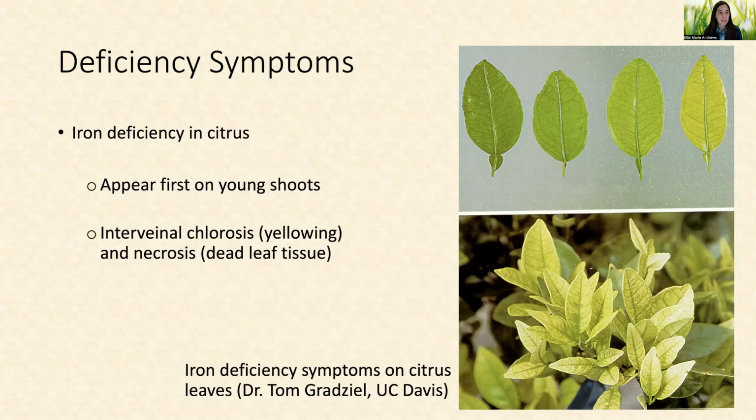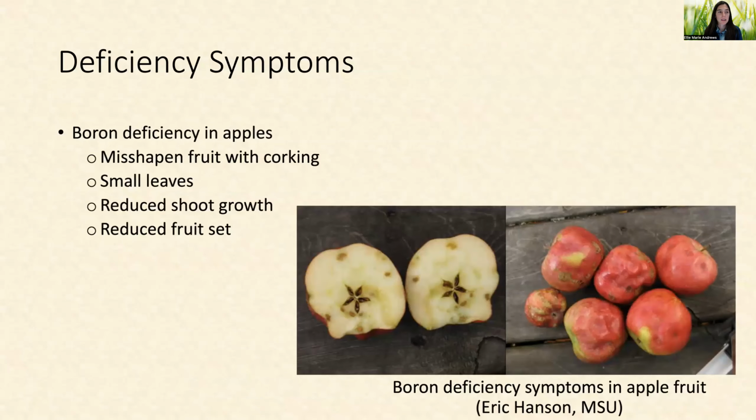Moving on to iron deficiency. So in citrus, this appears first on young shoots. You're going to see interveinal chlorosis and necrosis as well. Here's what that looks like. We've got pale leaves, and the veins remain green, especially in that bottom photo. So these are some iron deficiency symptoms.